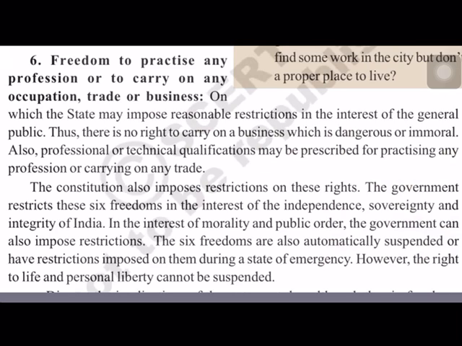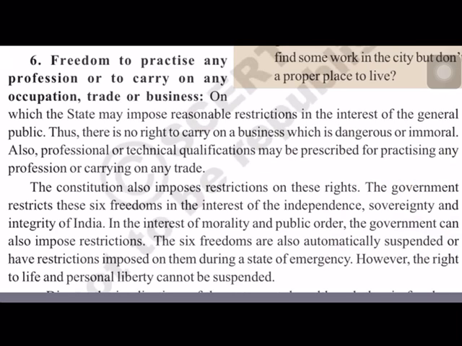There is no right to carry on a business which is dangerous or immoral. People are not supposed to carry out any business or any occupation which is dangerous or immoral. I am giving you an example. Suppose ganja is being transported from one place to another and trade is being carried out in ganja. That is illegal, immoral, and it is not allowed by the government. It is dangerous also. So restrictions can be imposed on such trades or such practices by the government.